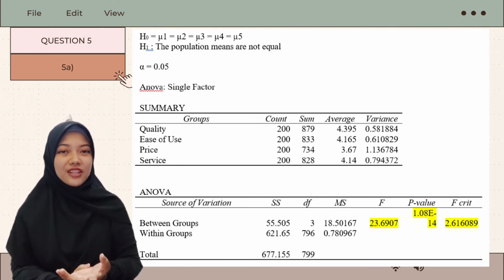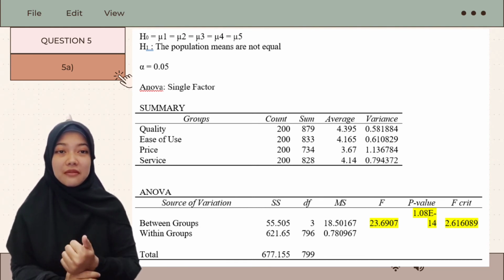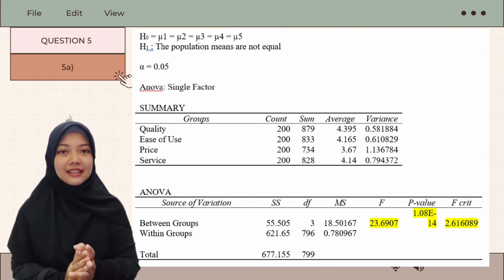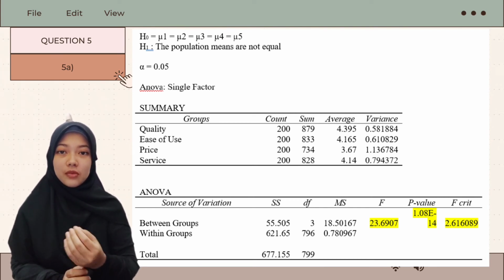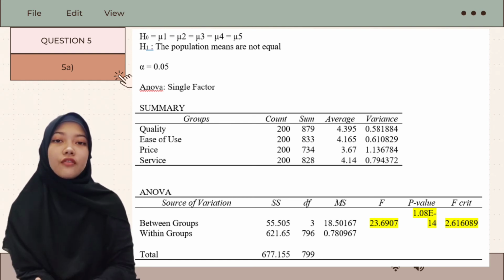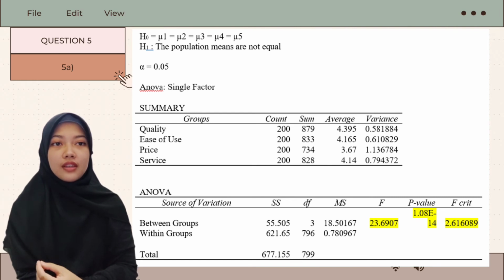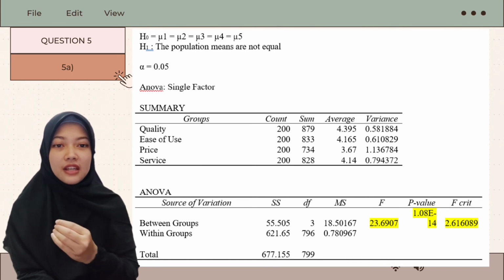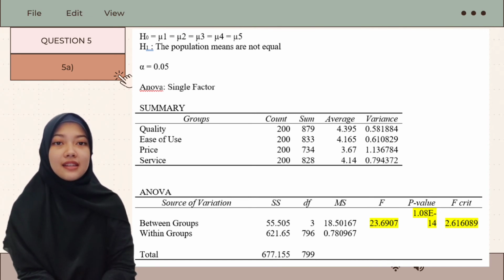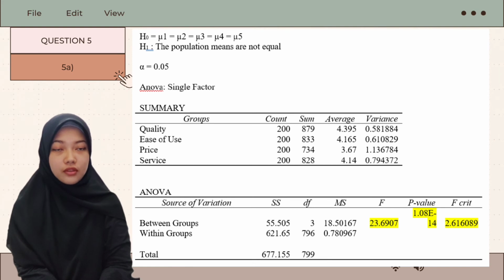To answer the question, there are two ways we can do, which is firstly by using the p-value approach and secondly by using the critical value approach. For the p-value approach, if p is less than alpha, we must reject the null hypothesis. Meanwhile, if the p-value is greater than alpha, then we fail to reject the null hypothesis. For the p-value approach, we can see that the F statistic value is 23.6907 and the p-value is 1.08 E, which means a very small amount, which is less than the significance value, that is alpha equals 0.05.